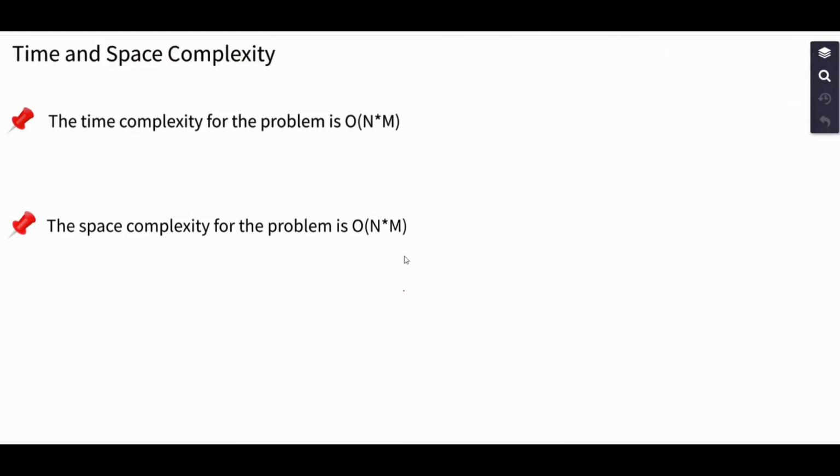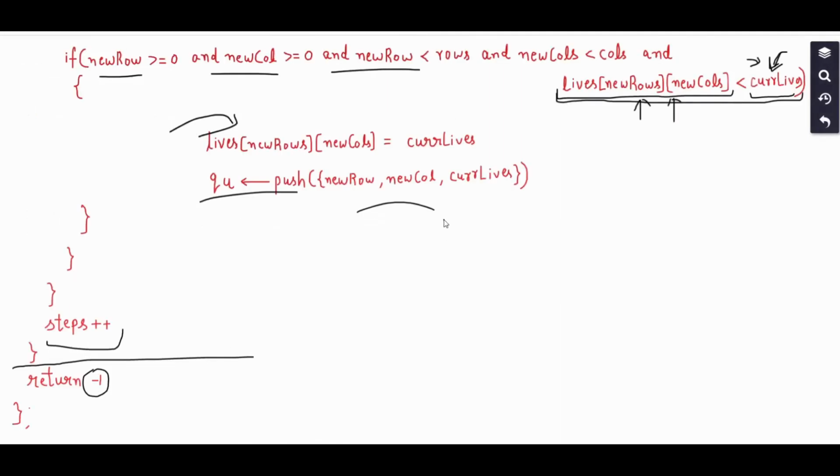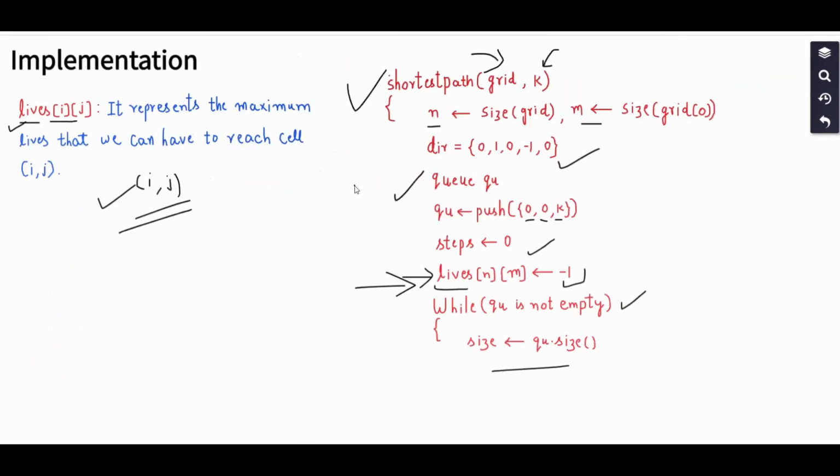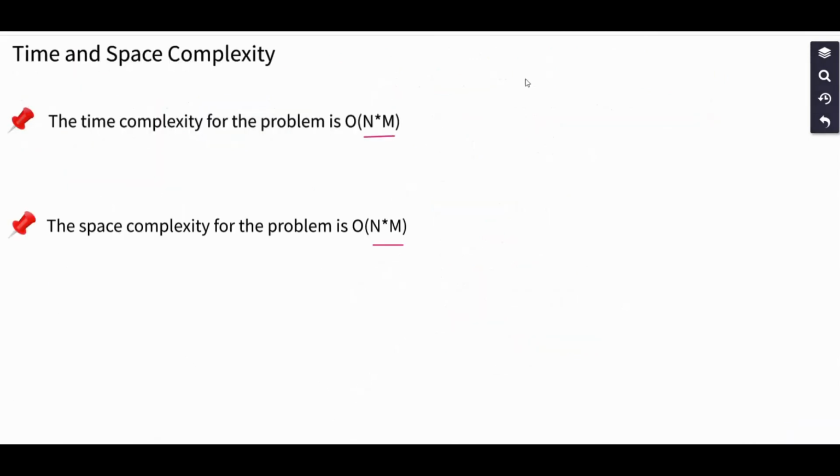Then let's discuss the time and space complexity for this implementation. So you can see that the time complexity for the problem is n cross m, because we are visiting all the cells of the matrix while performing our BFS, and there are n cross m cells in the matrix, while the space complexity is also n cross m, because we are using this lives array and because of the queue that we are using, the overall space complexity becomes n cross m. Fine. So let's see the implementation.